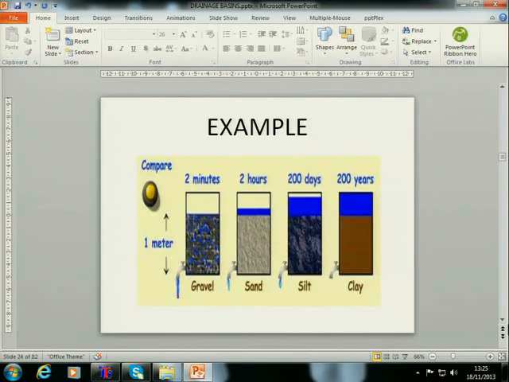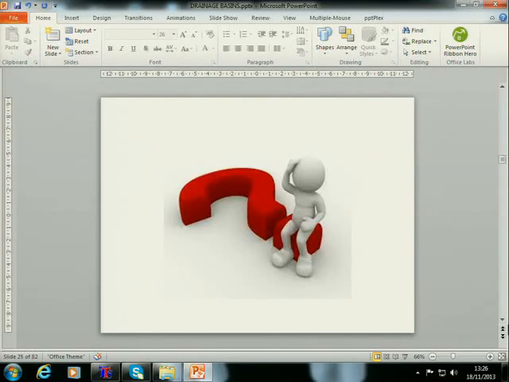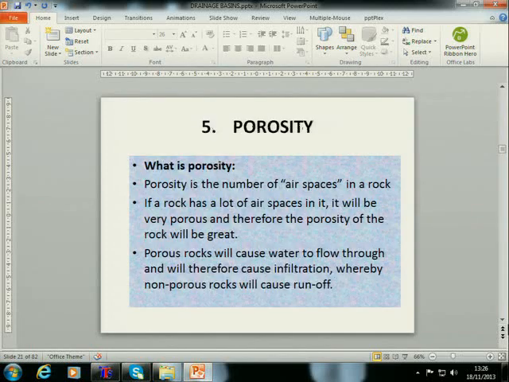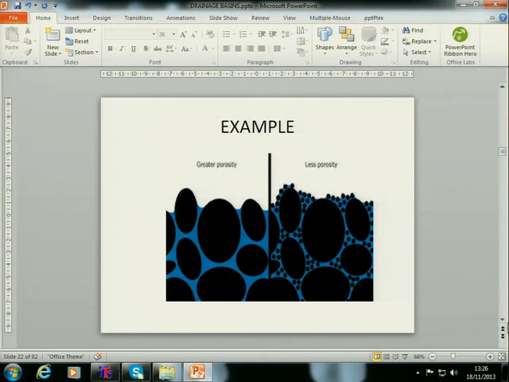Now that is permeability. If we can just recap, I want you guys to make sure of the difference between porosity and permeability. Remember, porosity is the number of air spaces in the rock. If it has a lot of air spaces, it will be very porous, and therefore the porosity of the rock will be great. In other words, the water will have to go through. But if there are more solid parts and less air spaces, then the water will not go as easily through the rock.